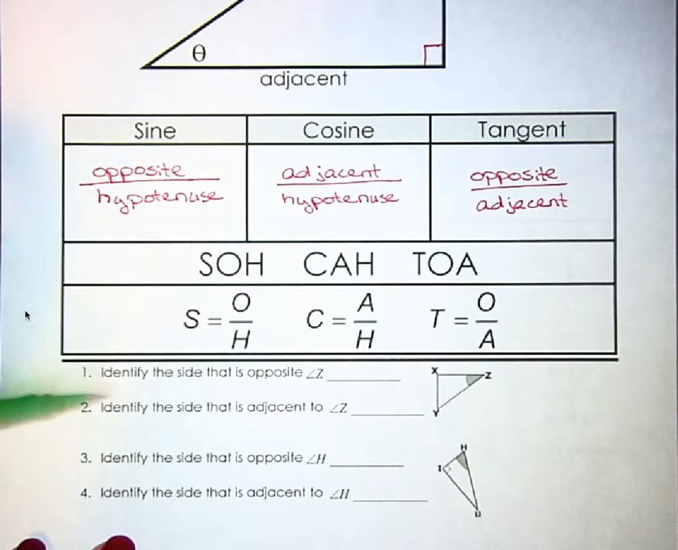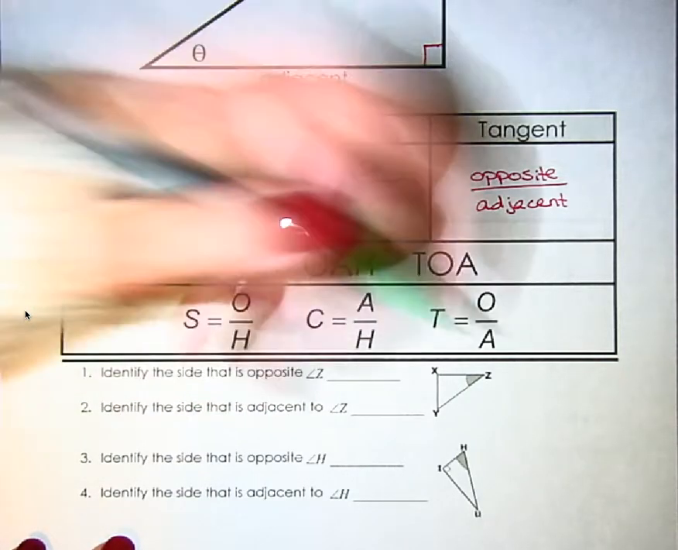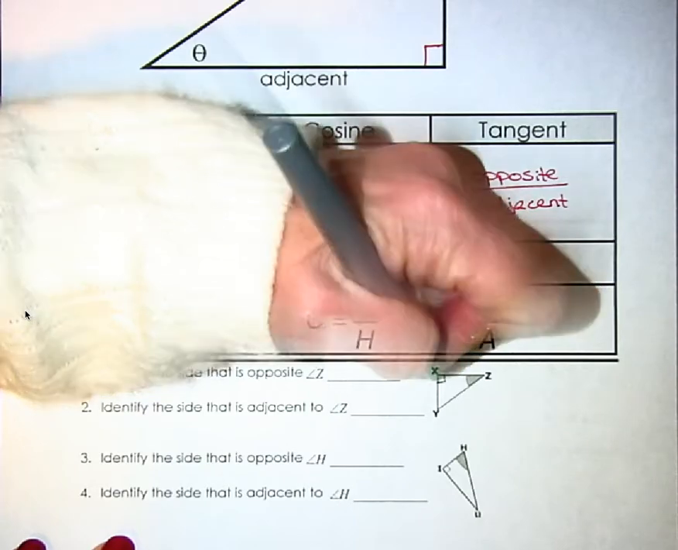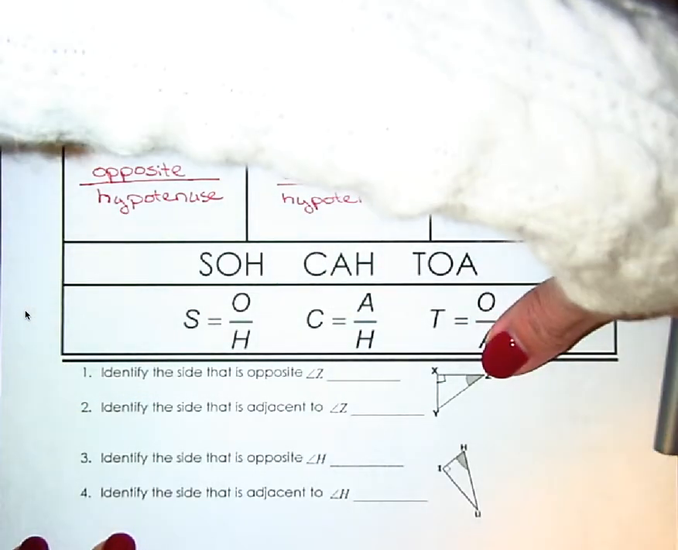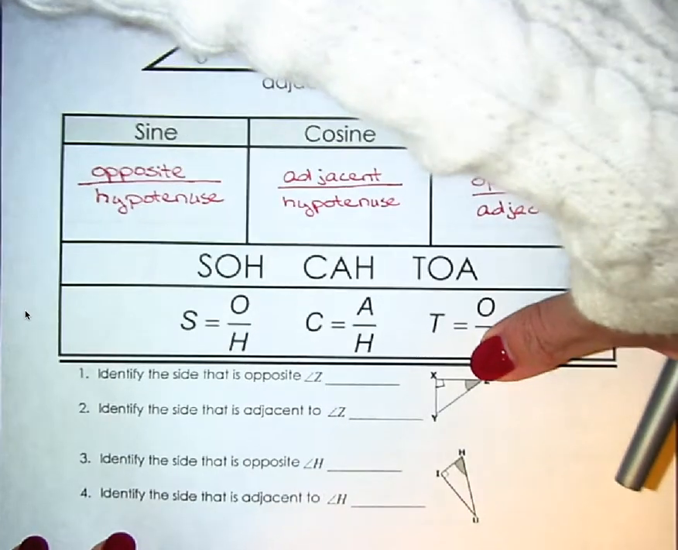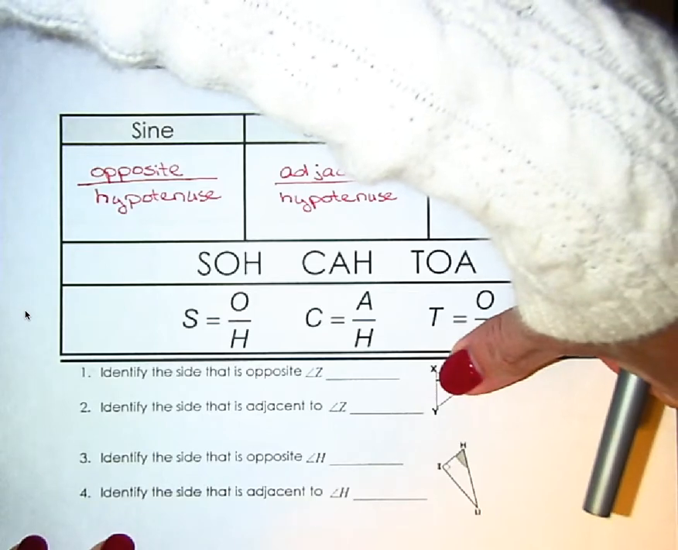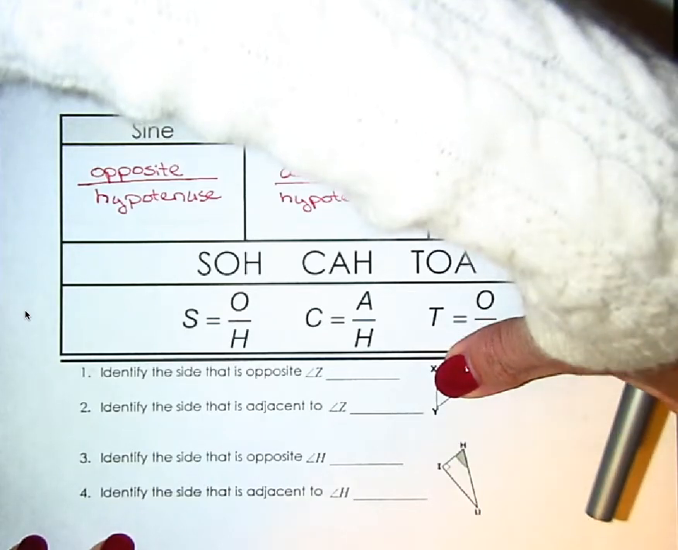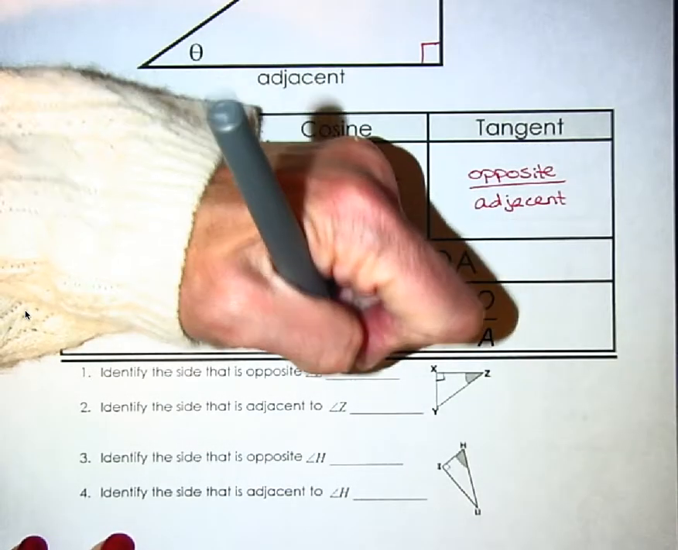Okay, so it says identify the side that is opposite of Z. So we have a right triangle here, and the right angle would be here. And we're using Z as our reference angle. So we're going to put our finger on Z, and I want the side opposite it, so I'm going to follow straight across my triangle to XY. XY is my opposite side. So I'm going to put side XY.